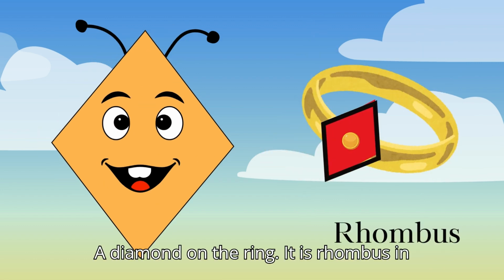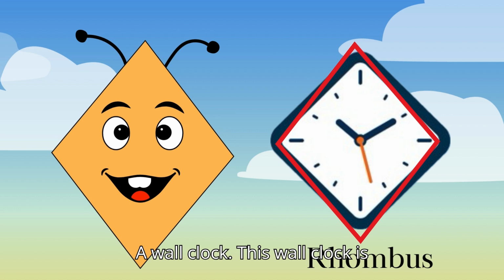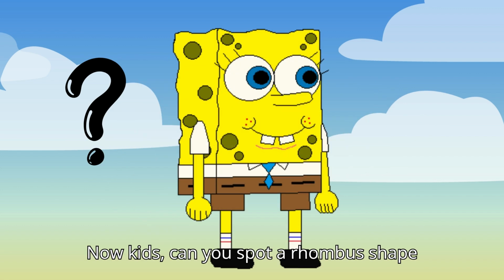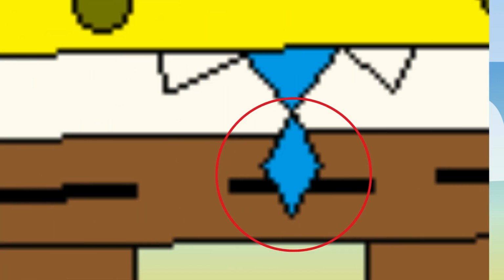A diamond on the ring. It is rhombus in shape. A wall clock. This wall clock is rhombus in shape. Now kids, can you spot a rhombus shape in the SpongeBob outfit? Good job. The necktie.